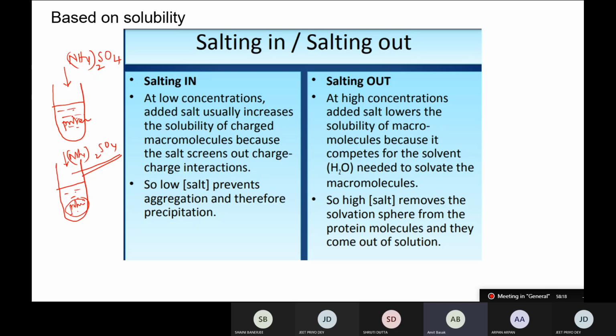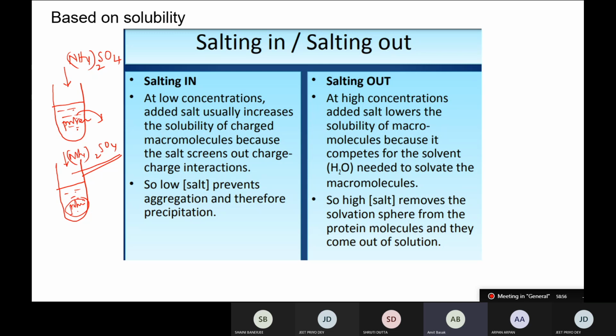This is what is called salting out. Here you have a solution of a protein in water and you are adding the salt, and after a certain concentration you see the protein is coming out. The protein is precipitating out. So this is called salting out. Okay, I think these two are clear to you. What is salting in? Salting in means that when some protein is not very soluble in water, you can increase its solubility by adding a little of the ionic solute.